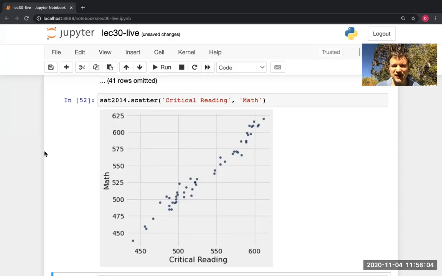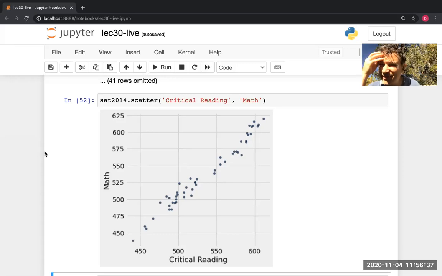Super, super strong. There's a line that looks like it goes through it, and those points are really close to the line. So this is a strong linear association, a very, very strong linear association. In fact, when I look at this, I think, why do we even need to give you both the math SAT and the critical reading SAT? Why don't we just give you one of those? The two scores are so closely connected that why measure both? What extra information is that giving us?